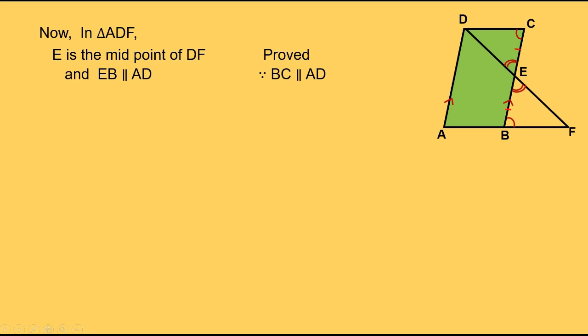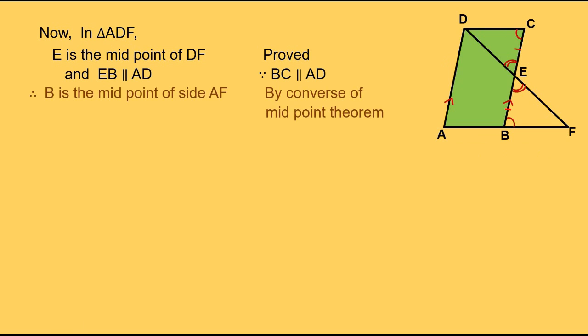Now, in triangle ADF, E is the midpoint of DF, proved. And EB is parallel to AD. Since BC is parallel to AD, therefore, B is the midpoint of AF by converse of midpoint theorem. This implies AB is equal to BF. Therefore, AF is twice AB.